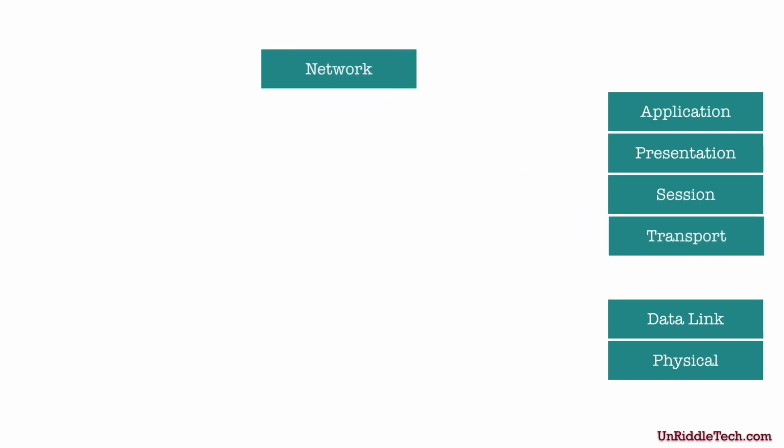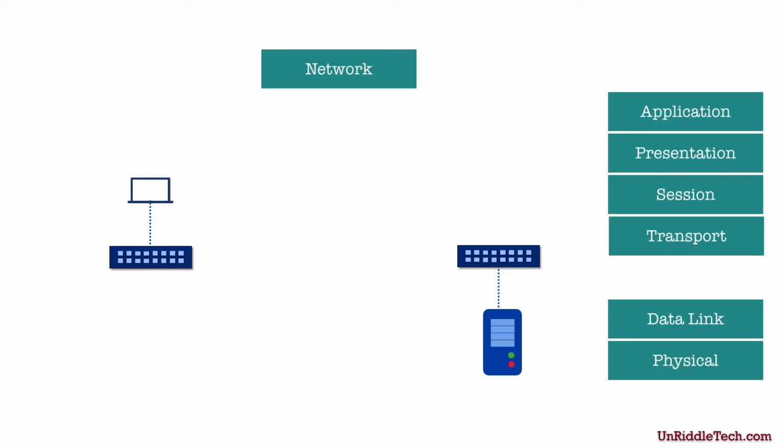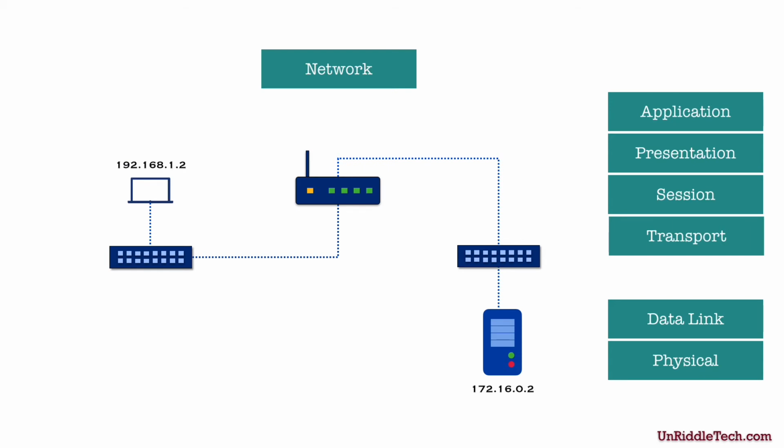The network layer is responsible for routing traffic between different networks. Devices like routers, layer 3 switches, and protocols like ICMP, IPsec, OSPF come in this layer. Assume that a laptop is connected to a switch and a server is connected to another switch in a different network. Both networks are connected using a router. How will the traffic from the laptop reach the server in another network? The router will need the source and destination IP address to route the traffic. This information is captured in the network layer.